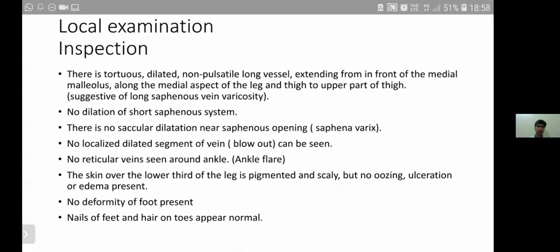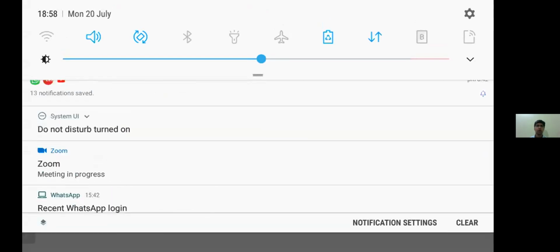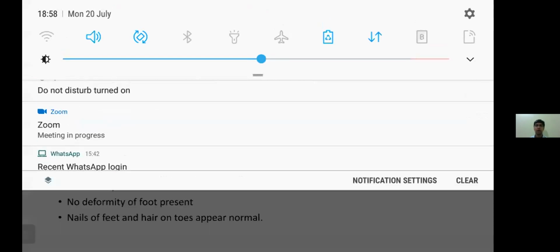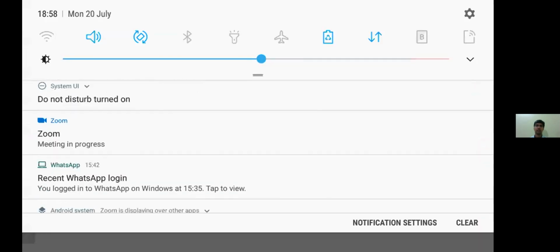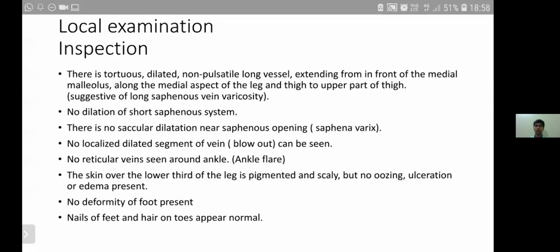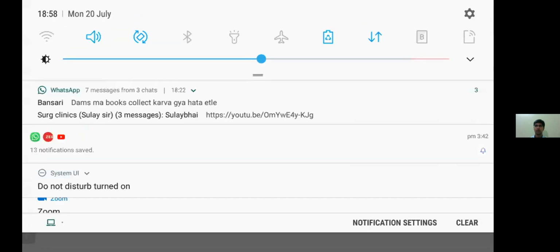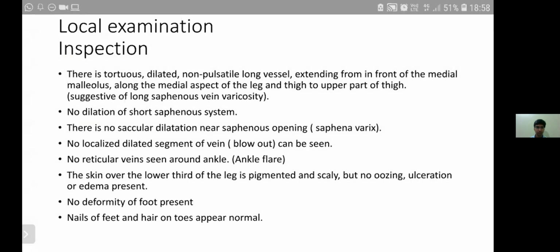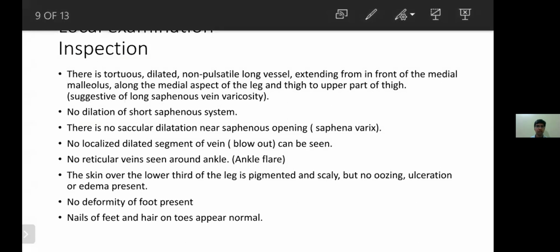So now this basically determines our aim. We are now clear what we want to see from our history and examination, what grading and what pathophysiology we want to see. Okay, so the first thing, as she has mentioned, is the system involved: the long, tortuous, dilated, non-pulsatile vessel. You per se don't say swelling, it is the ideal word, extending in front of the medial malleolus along the medial aspect of the leg through the thigh. So suggestive of long varicose veins is not required. It is obvious, it is long saphenous veins.